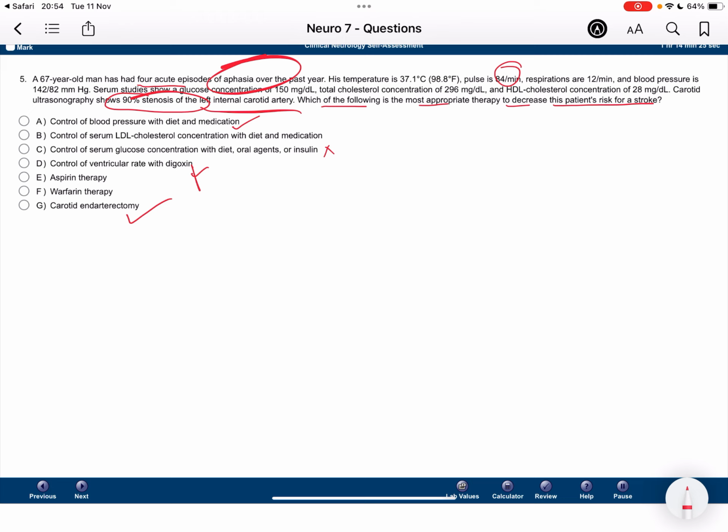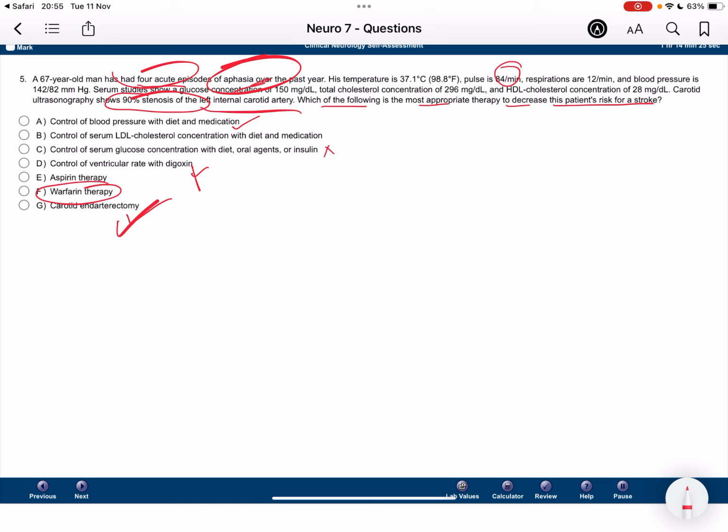All right. Next is warfarin therapy. Warfarin therapy is not at all used for stroke. Please do remember that. However, if the patient has atrial fibrillation, you'll need to calculate the CHA2DS2-VASc score, and then you will have to think of other prevention such as aspirin or warfarin. But this is not valid in this question because he's already had 4 episodes of aphasia. He has multiple TIAs with 90% stenosis. That is why I would like to go ahead with carotid endarterectomy.